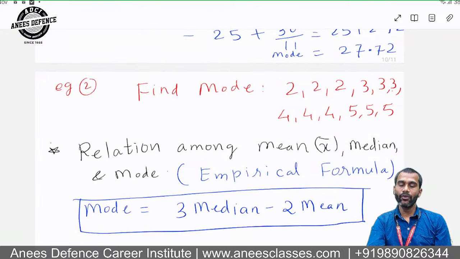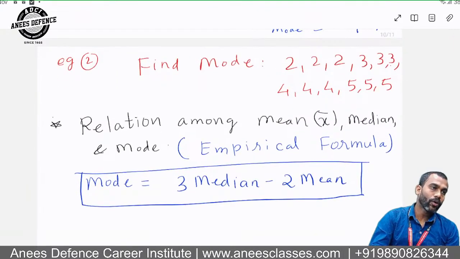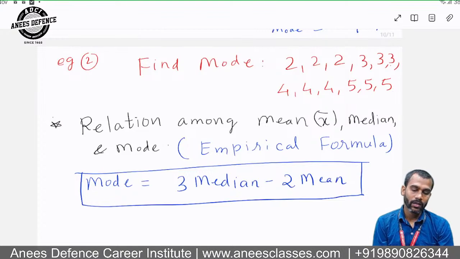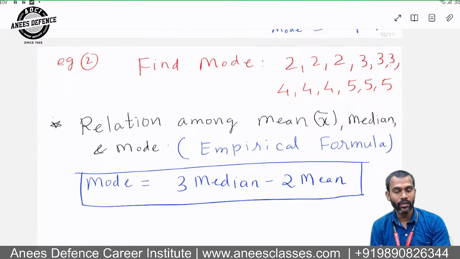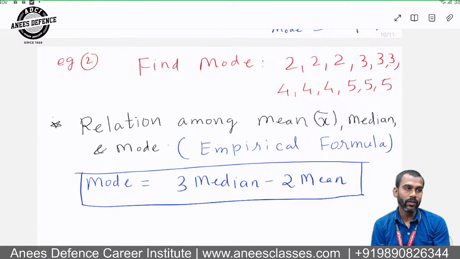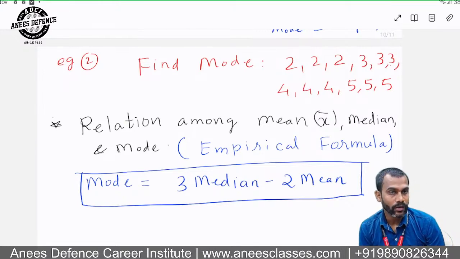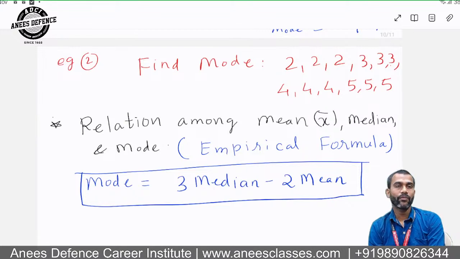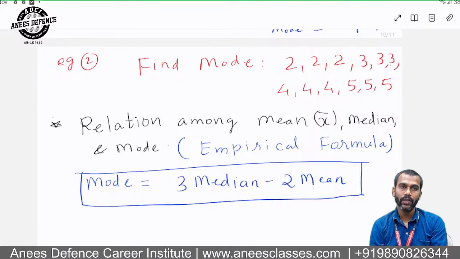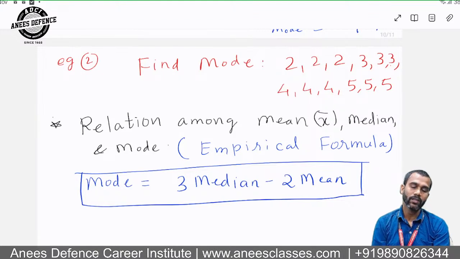So if you get more than one observation having maximum frequency, then we need to use this particular formula. For that, we need to find median and mean, and then put the values of median and mean in this empirical formula in order to get the value of mode. Yes or no? Because mode is unique. You cannot say that since 2, 3, 4, 5 all have maximum frequency, the mode of these observations will be 2, 3, 4, and 5 all. You can't say that. Why? Because mode is unique.